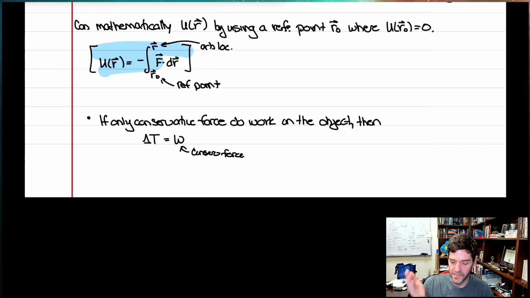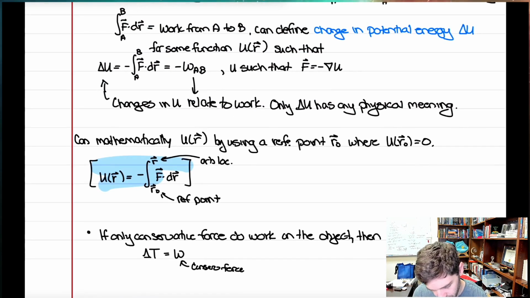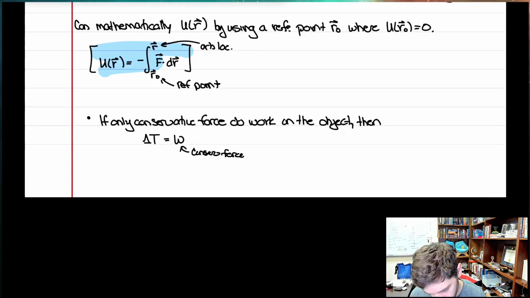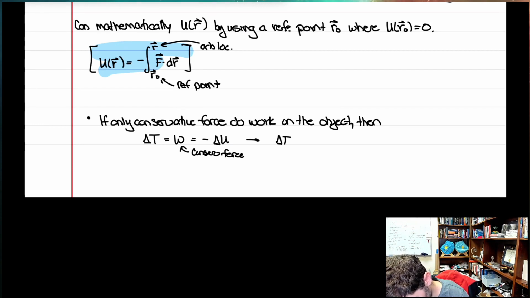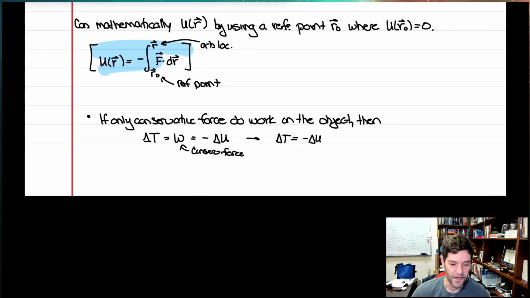then there is a potential energy function U such that I can say the work being done by that conservative force is going to be negative the change in potential energy for that particular force. So in this case, it looks like delta T equals negative delta U. And here's where that minus sign convention becomes more obvious.